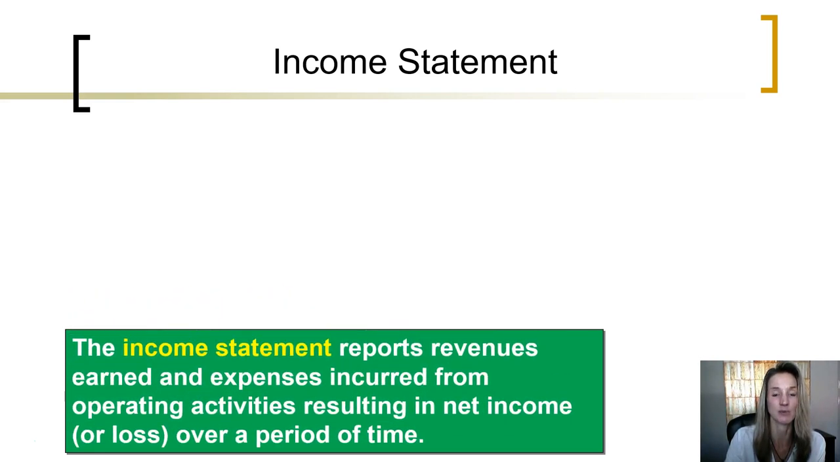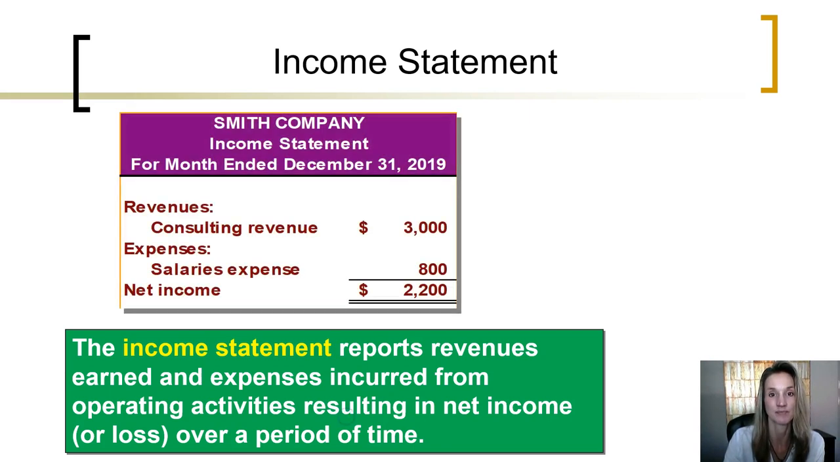The income statement reports revenues that are earned and expenses that were incurred during a period from the operating activities that result in a net income if revenues exceed expenses, or a net loss if expenses exceeded revenues. And it looks something like this. The heading of a financial statement will always have the first line, the company name, the second line, which statement it is. Here, this is the income statement, and the third line is the date.